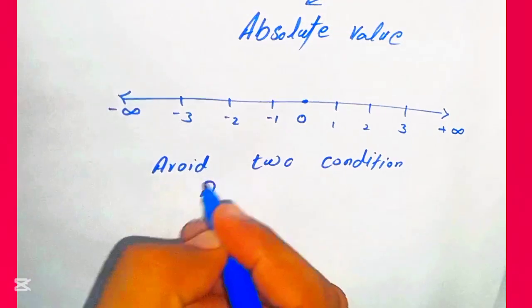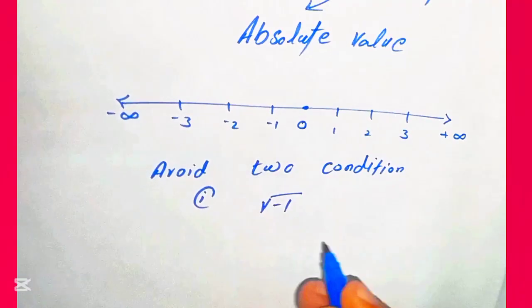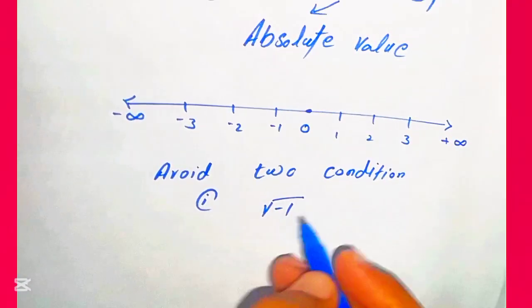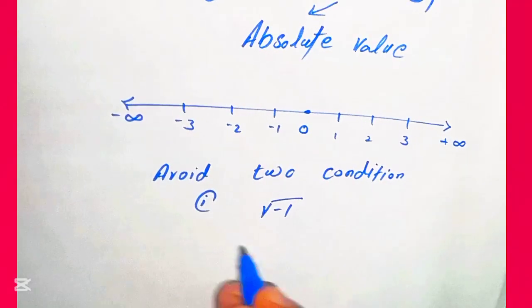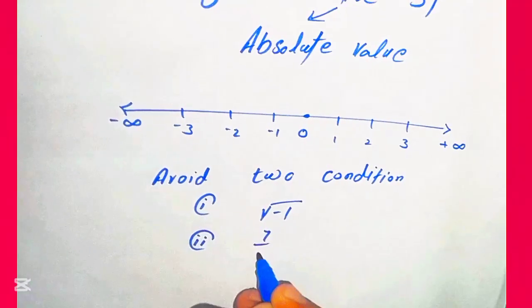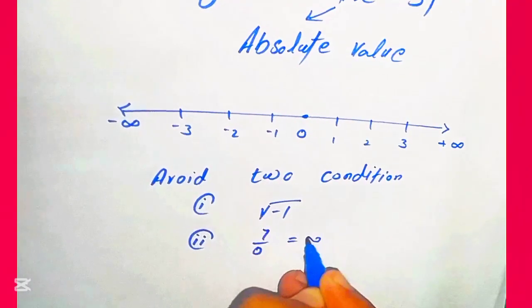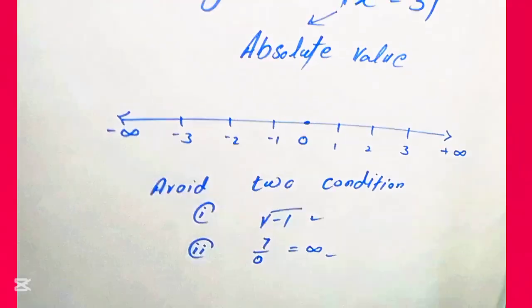Avoid two conditions. First is that inside a square root there are no negative values, let's suppose -1, -7, -3. And the second condition is that our answer never becomes infinity. So these are the conditions that we know.